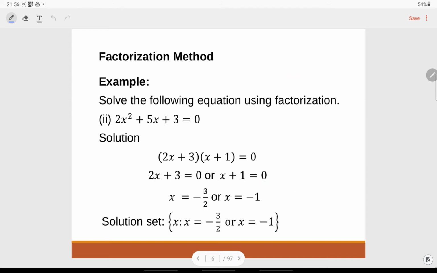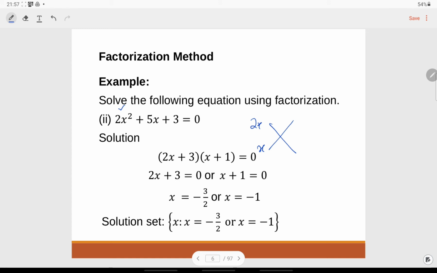For the second one, we have another equation: 2x squared plus 5x plus 3 equal to 0. Now it's quite different from the previous one. Previously, the constant for x squared was a equal to 1. Now we have a equal to 2. So how do we do the factorization? In this case, we have 2x and x, which when multiplied produce 2x squared.